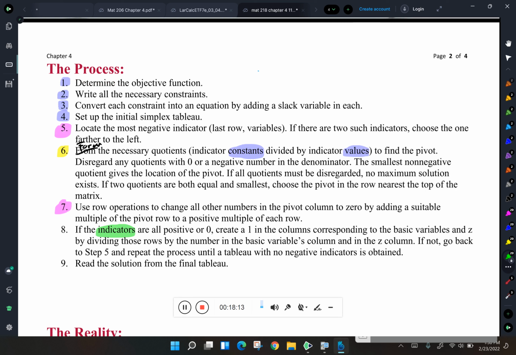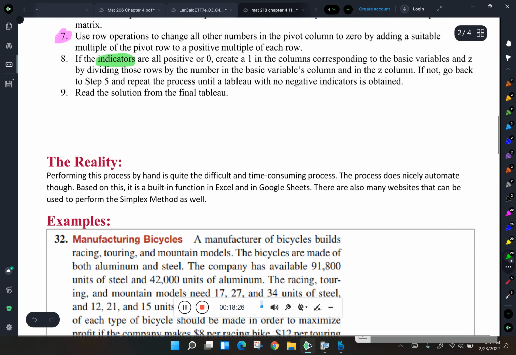So basically this is an iterative process, which is a giant pain. It's hugely problematic to do correctly and to solve for. And so the reality is while you can perform this process by hand, it's very difficult and time consuming. It's easily automated. It's a built-in function in Excel and Google Sheets.